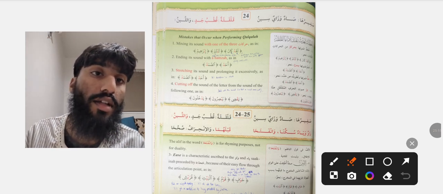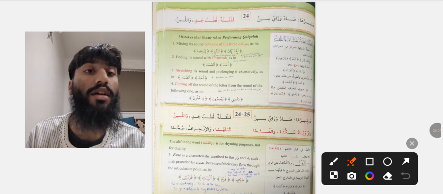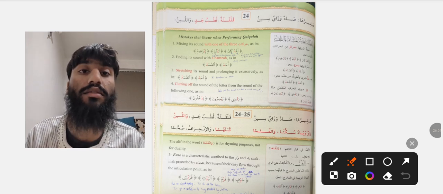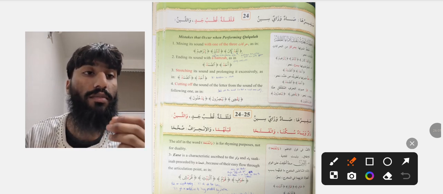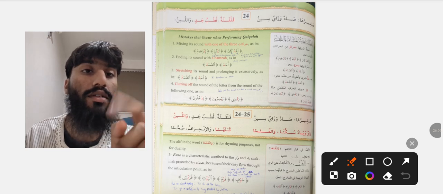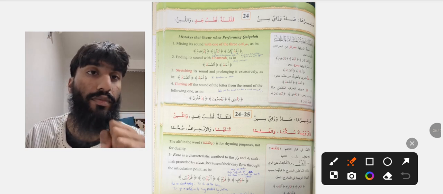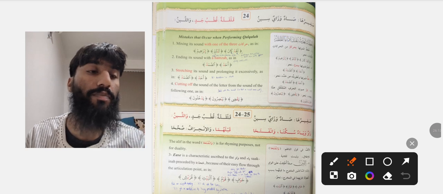يبصرون. يدخلون, not يدخلون الجنة like that, no. يدخلون الجنة إن شاء الله. May Allah grant us Jannah. يدخلون, okay, like this. So these are the common mistakes, inshallah.